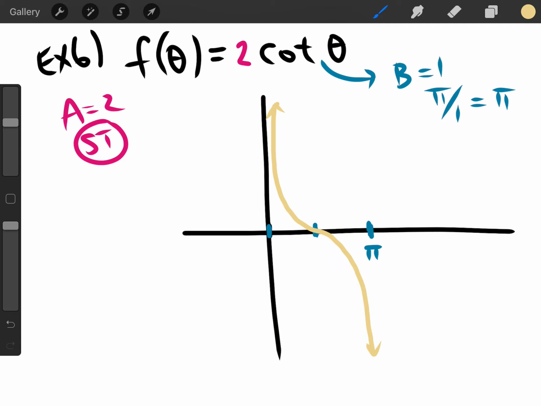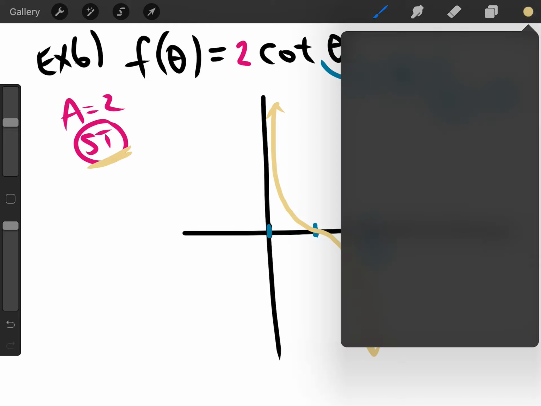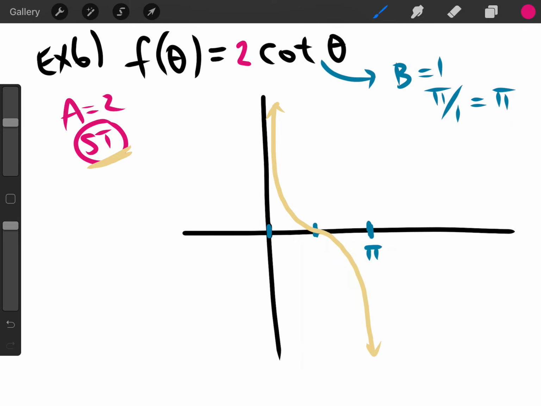Okay, and now let's talk about, since this is going to be steeper, you want to make sure that your curve is going to be steeper on both ways. Okay, that's it.